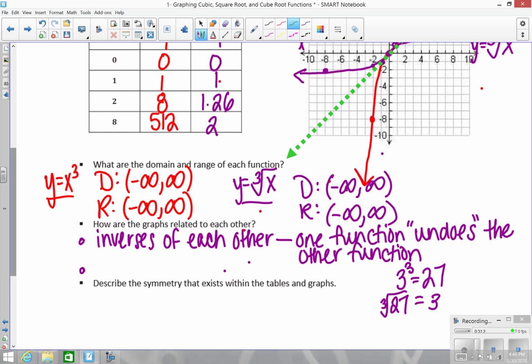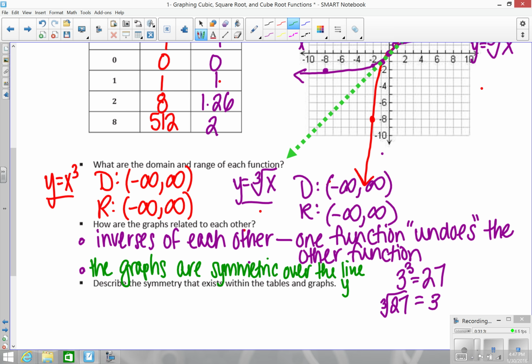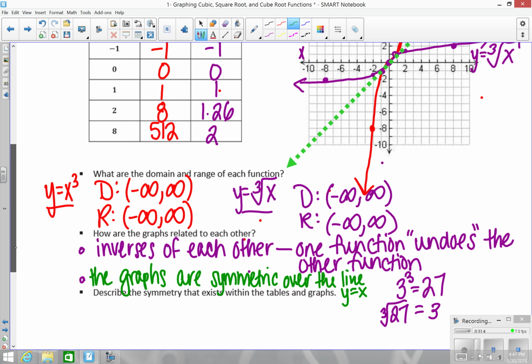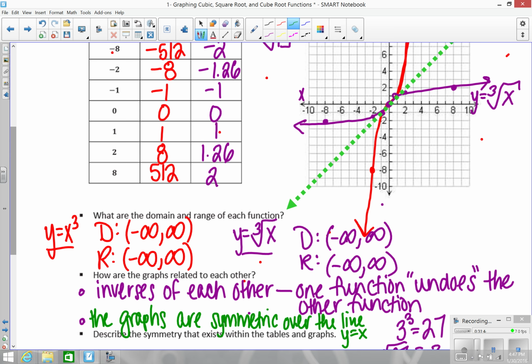So I'm going to say the graphs are symmetric over the line y equals x. So that's that line right there, y equals x, if you didn't get the label.